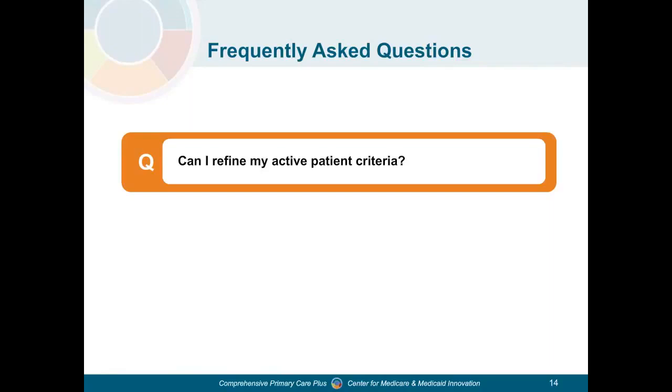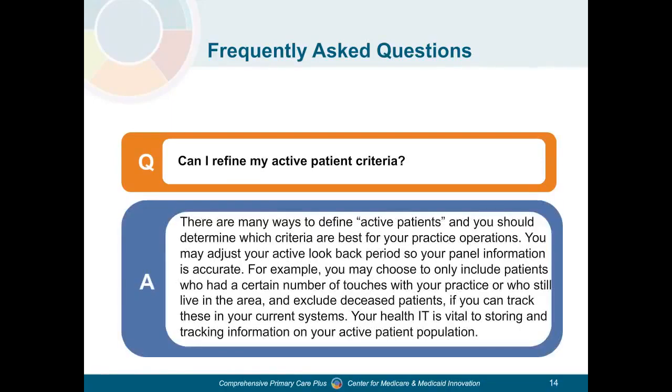So, question, can I refine my active patient criteria? The answer is yes, you absolutely should. You and your practice should develop a process to identify who is and who is not a member of your practice panel. A subset question that we saw over and over again is, can you exclude deceased patients? The answer, again, is yes. For the purposes of your patient panels determined clinically, you should absolutely exclude deceased patients, assuming that's something that you can effectively track in the EHR.